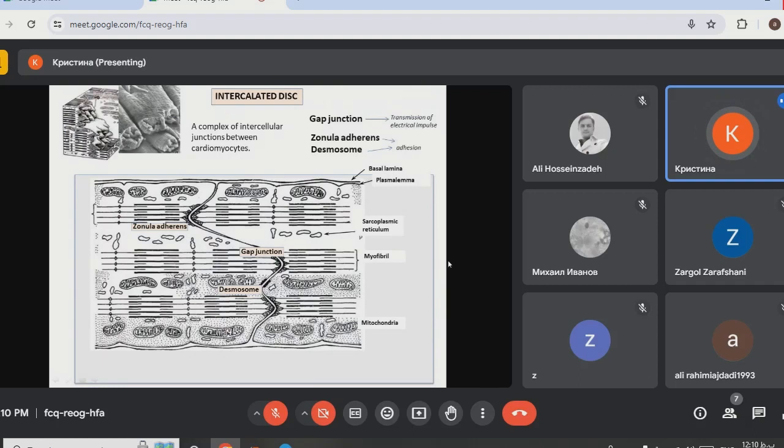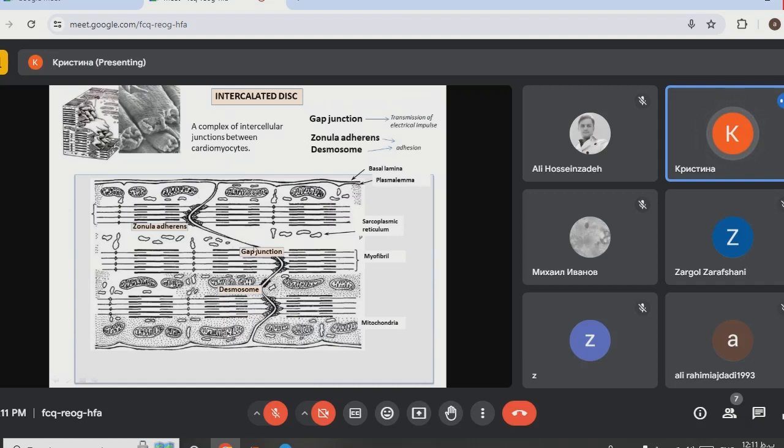What is an intercalated disc? An intercalated disc is a complex of intercellular junctions between cardiomyocytes. It is not flat, it has this specific form to increase the junction surface for better attachment of cardiomyocytes together. So this is the shape of its surface, and this is how it looks in longitudinal section. So the junctions in intercalated discs include the gap junction, zonula adherens or belt desmosome, and desmosome.